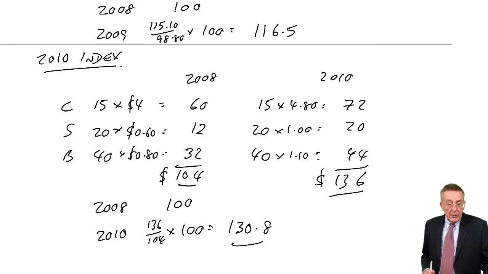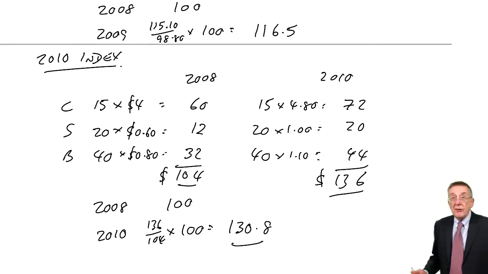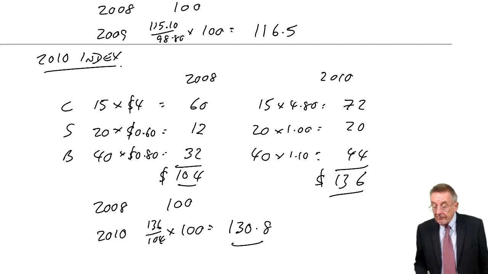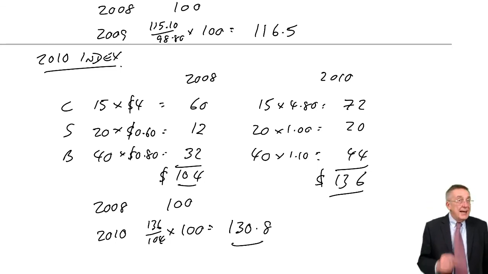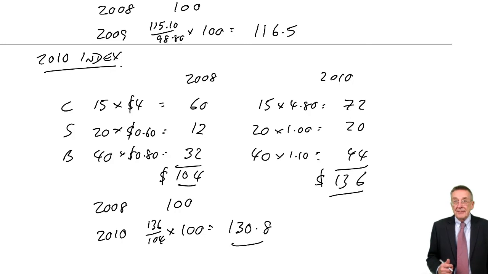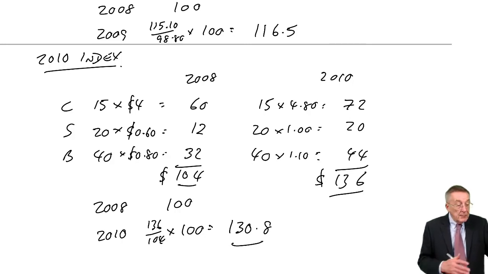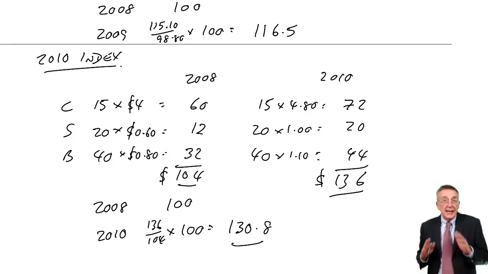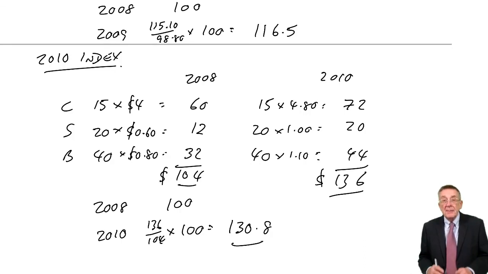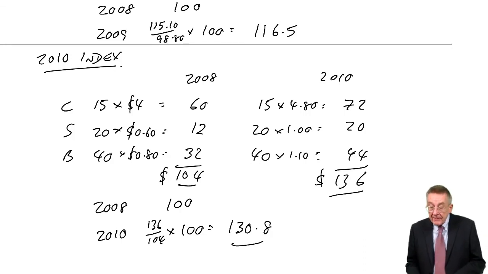Now, is that better, is it worse? The good thing about it, if you want to write down on the next page, is of course the shopping basket is always up to date. People's buying habits do change, so we are always up to date. That's good. But there are two big problems.